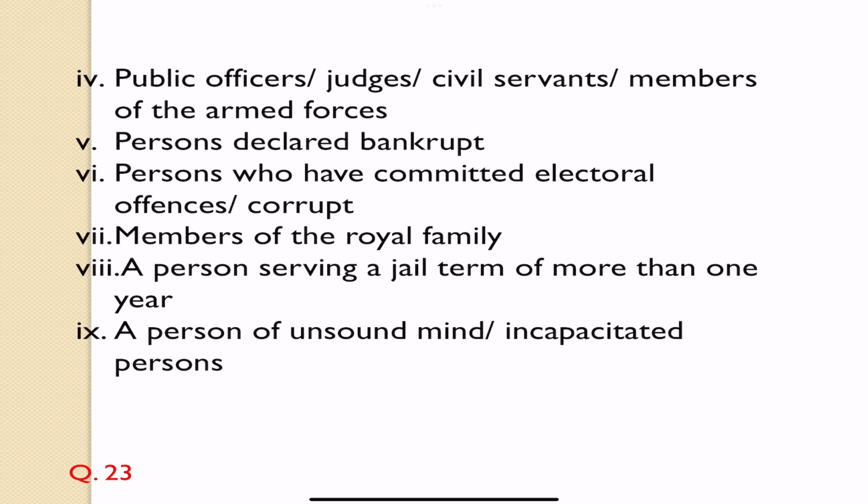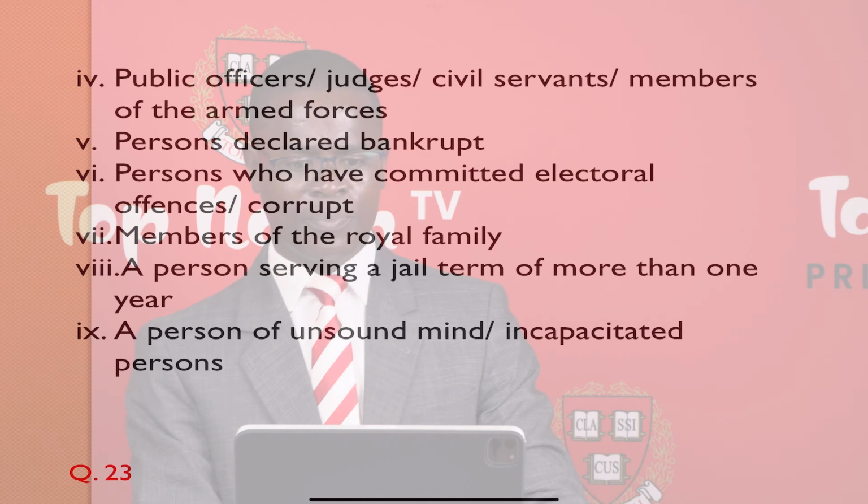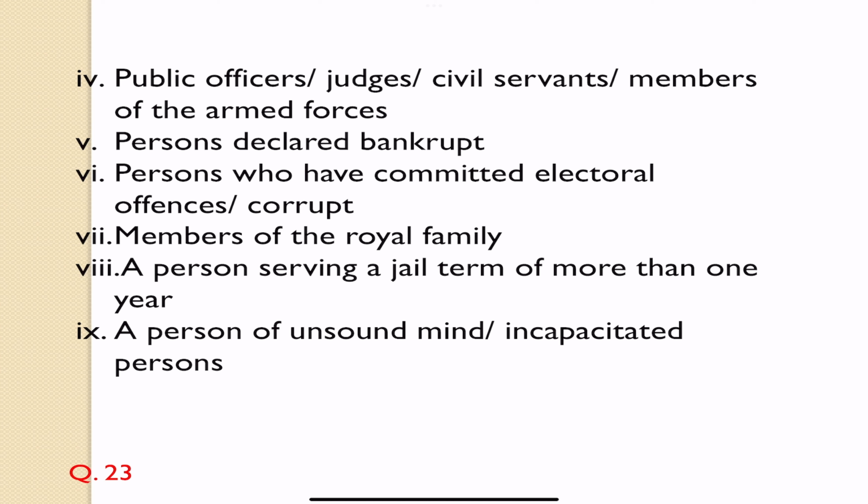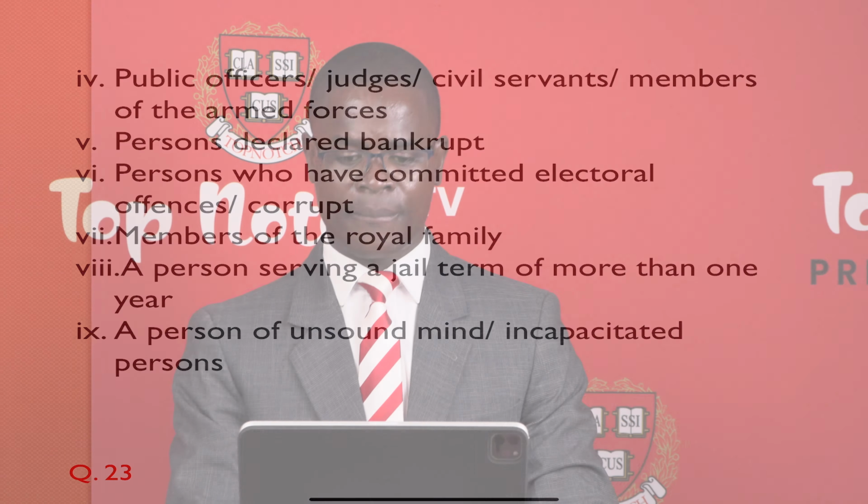Persons declared bankrupt. You are declared bankrupt, you don't qualify because they believe that you are likely to go into those offices to simply enrich yourself and save yourself from the bankruptcy. Then persons who have committed electoral offenses or corrupt individuals, they are not allowed to vie for those parliamentary seats. Members of the royal family, they are exempted. A person serving a jail term of more than 1 year is also exempted. A person of unsound mind or incapacitated persons or insane, they are also not allowed to participate in elections.